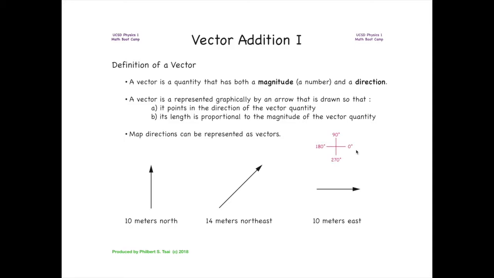In physics, we prefer to represent the direction with an angle. By convention, the angle is 0 degrees when pointing straight to the right. Angles are then represented as being positive as you move counterclockwise around the circle. So 90 degrees would point straight up, 180 straight to the left, 270 straight down, and 360 would bring you right back to straight to the right. And so in physics nomenclature, these map directions would be denoted by a magnitude and an angle.